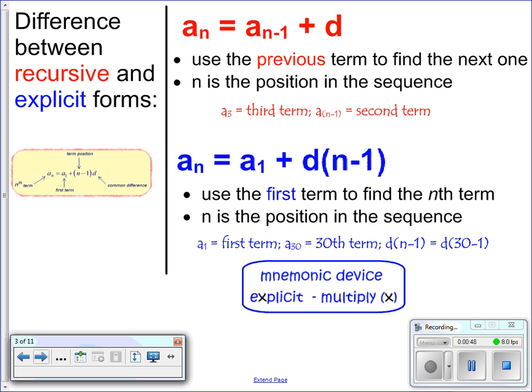The difference between the recursive and the explicit: in the recursive, you use the previous term to find the next one, so you just go in order and follow the pattern. In the explicit, we have the first term, but we want the nth term, which means that position. If we want the 100th term, we might not want to use recursive because we would have to go through the entire pattern. Remember, in our mnemonic device, explicit goes with multiply. So you're multiplying the common difference times n minus 1.